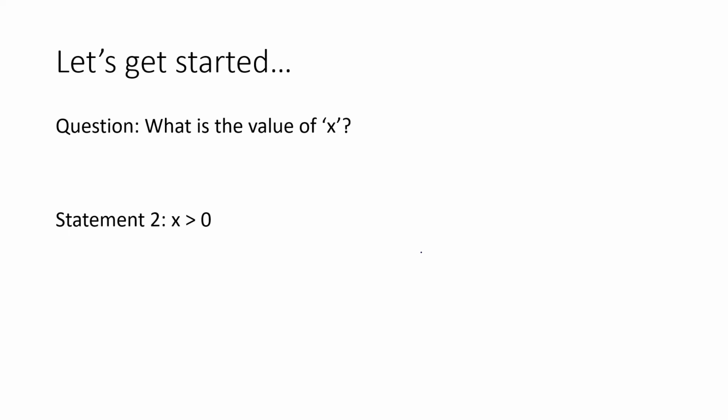X greater than 0 means what? If I'm considering that this is a number line, 0 is located here. X greater than 0 means I am referring to all positive numbers. But what is the value of x? When I'm processing statement 2 alone, it can be referring to any positive value of x, right? So I will say statement 2 alone is not sufficient for you to answer the question.